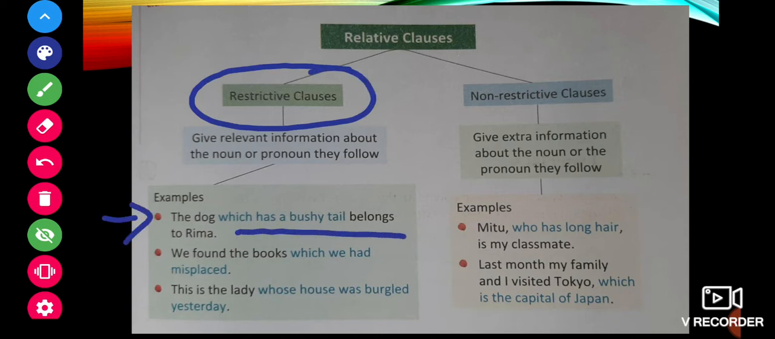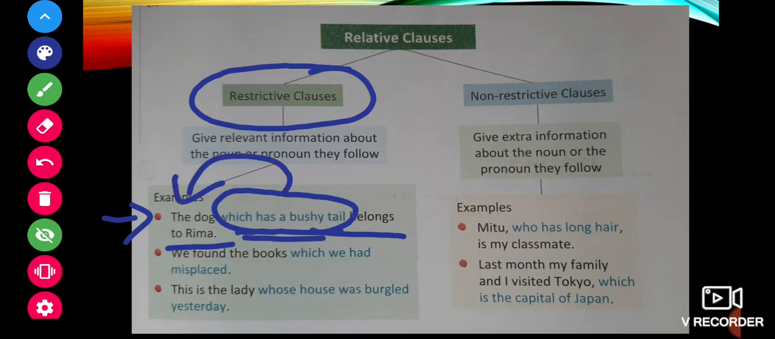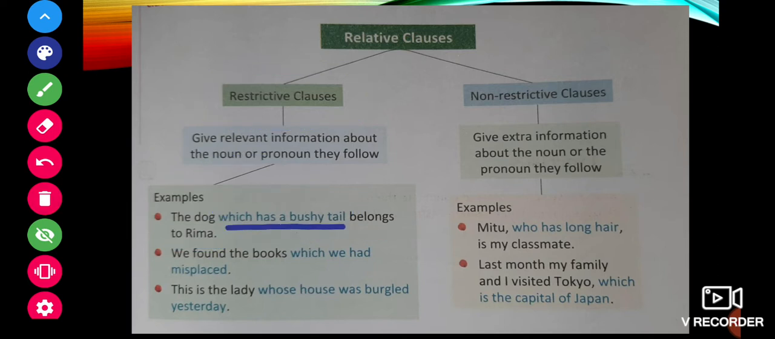The dog which has a bushy tail belongs to Rima. Now we are not talking about any other dog. We are talking about the dog which has a bushy tail. So here this part is important to identify the dog which belongs to Rima. So here this part is a restrictive clause.